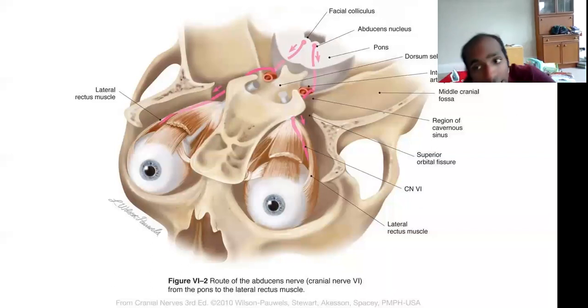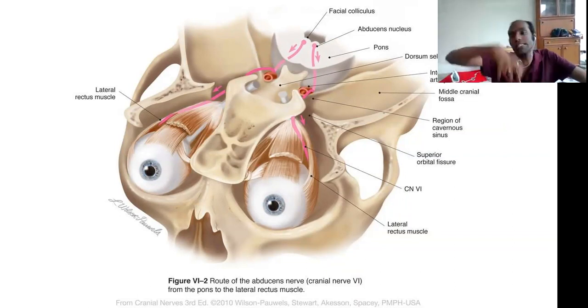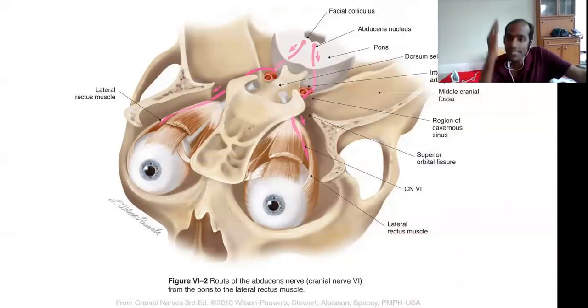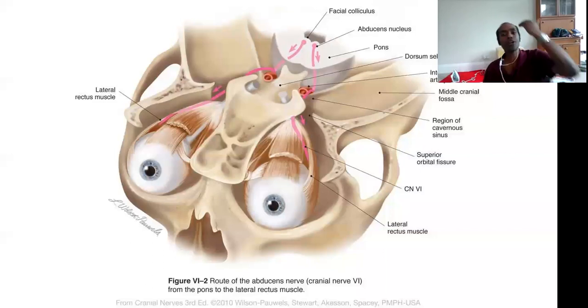Then if it is a pontine lesion, use your brains. If it's a pontine lesion in the nucleus of the sixth nerve, what is going to be involved in addition? The facial nerve nucleus is going to get involved on the same side. That is a lower motor neuron facial nerve palsy on the same side. And then because the corticospinal tracts are involved, you are going to get hemiparesis on the opposite side.